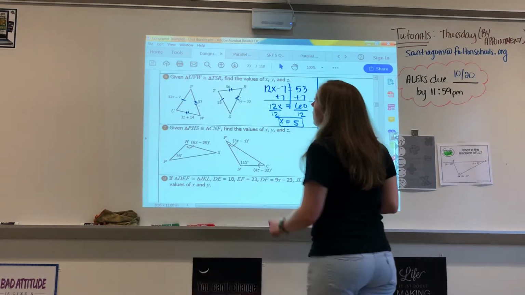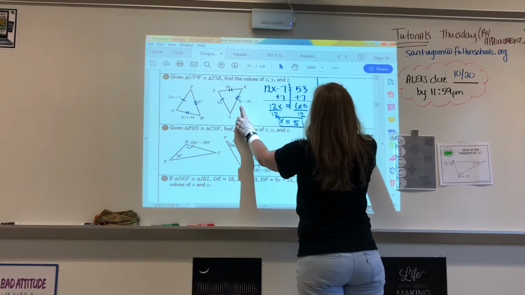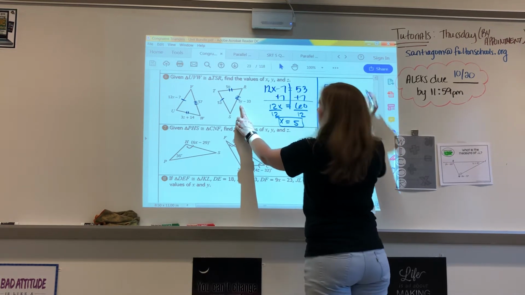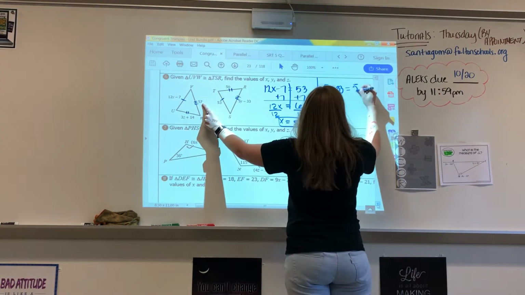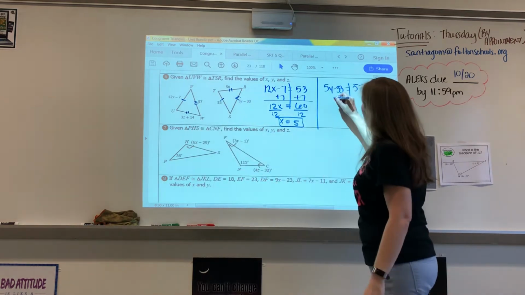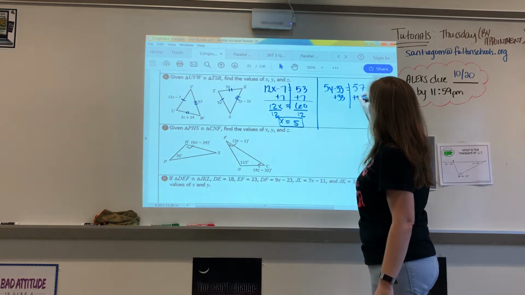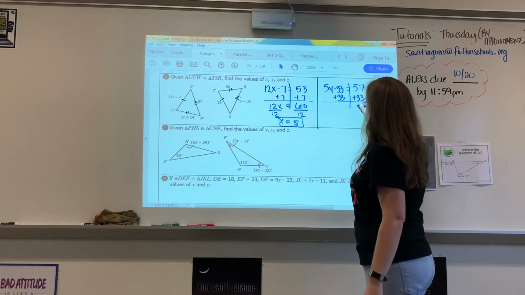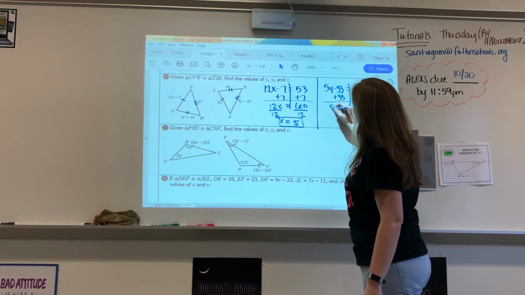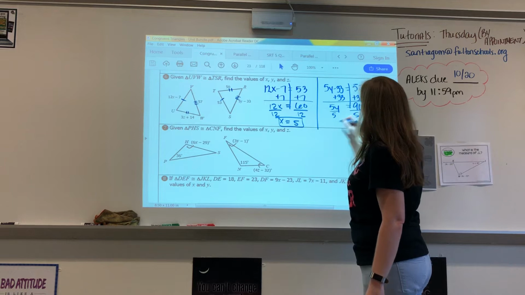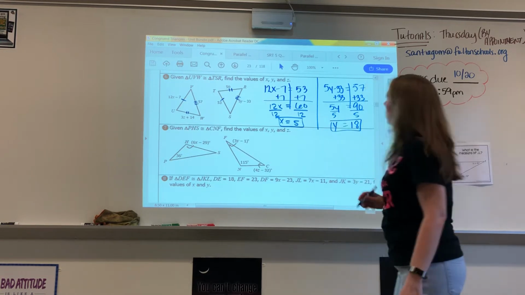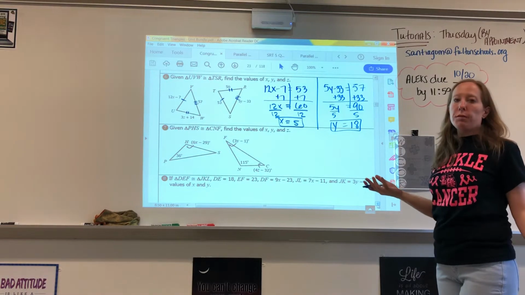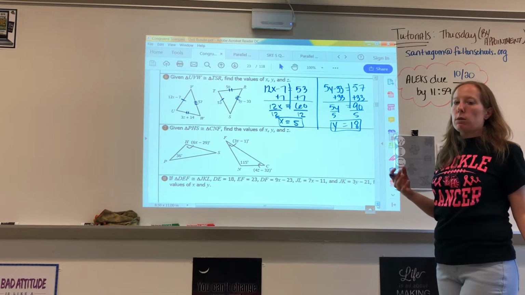So now, I need to find y. So I see 5y minus 33. And I'm going to set that equal to the corresponding side that I marked, 57. Again, now I'm going to solve for y. Let's do the opposite, add 33. I get 90. Bring down 5y, divide by 5. Y equals 18. Okay? I know I'm going fast. You can always pause this, go back, rewatch it.